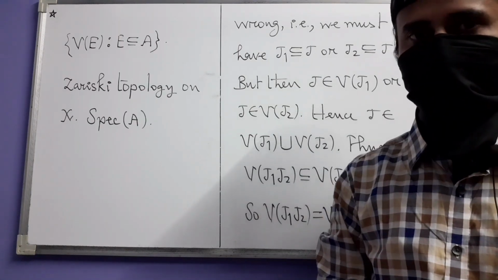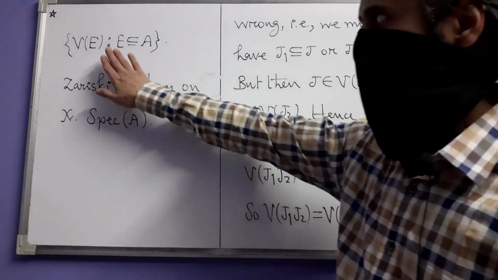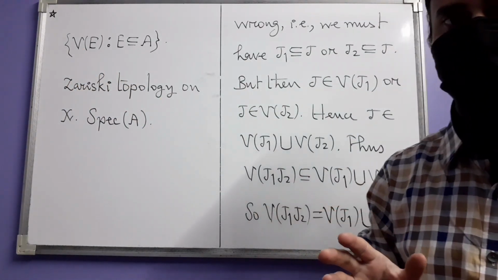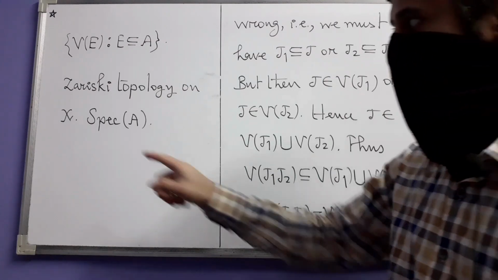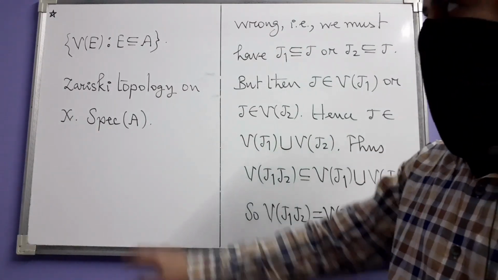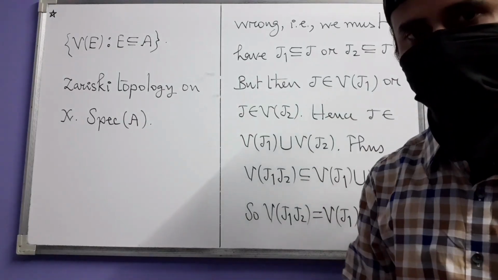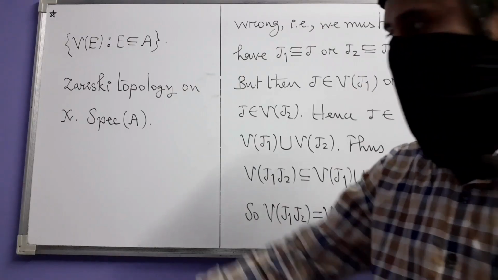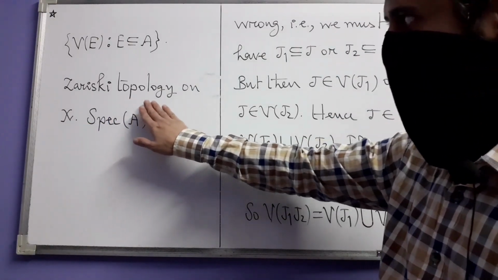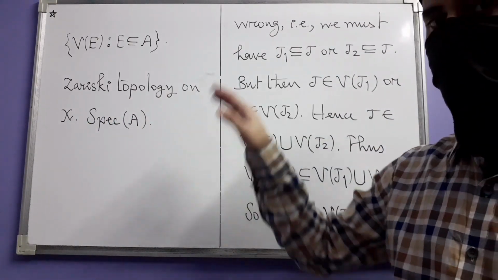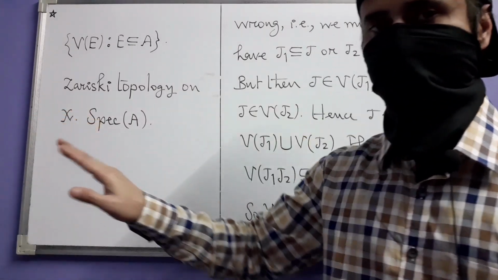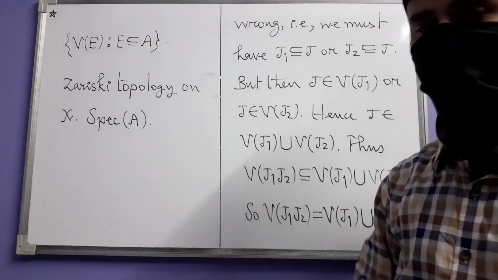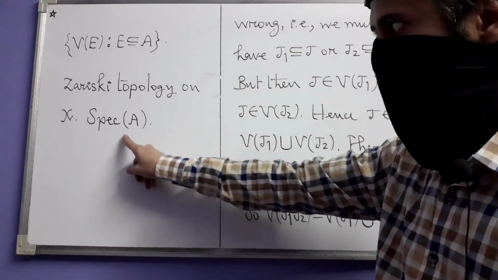If you combine all the parts of this exercise, you would notice that this collection of the sets VE satisfy the properties of closed sets in a topological space on X. In other words, if you take complements of these sets, and then also you are going to get a collection, that collection is a topology on X, and that topology is called the Zariski topology on X. With this topology, the collection of all prime ideals of A is called the prime spectrum of the ring A, and it is denoted like this, spec of A.